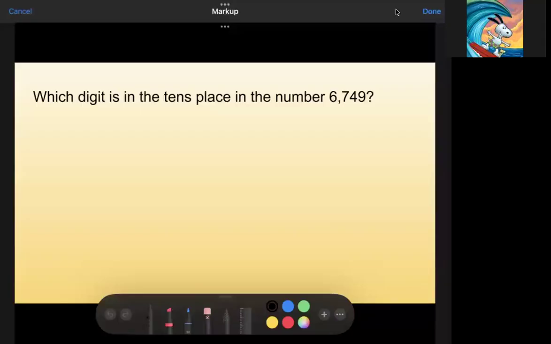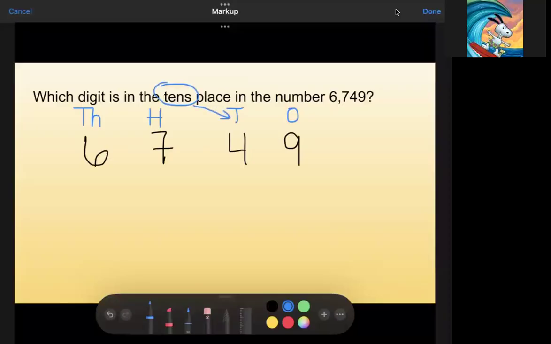Okay, here is our next one. Which digit is in the tens place in the number 6,749? Let's write that out: 6, 7, 4, 9. And let's put our little shorthand labels on top. We've got ones, tens, hundreds, and thousands. They're asking us about the tens place, which is right here. If we look there, we see that the digit in the tens place is the 4. So when they say which digit is in the tens place, we would say the 4.